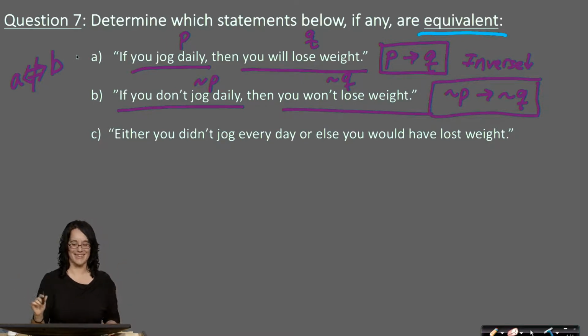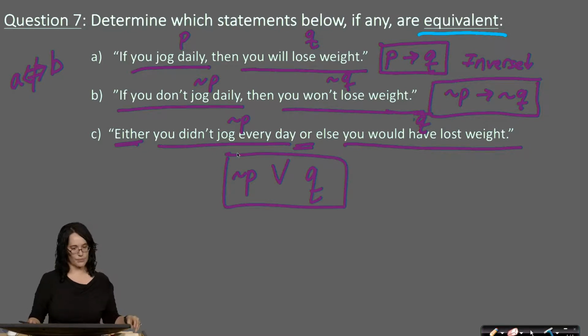Let's take a look at C. Either, that usually means we're going to have an or statement, right? So let's rewrite this as an or statement. Either you did not jog every day, that's going to be the negation of P, or else you would have lost weight. Oh, I think I said that wrong. This was just a regular Q. Yes, you would have lost weight is the regular Q. Okay, not P or Q. So for number 7 here, what do we see? Is that equivalent in part C to any of the above statements?